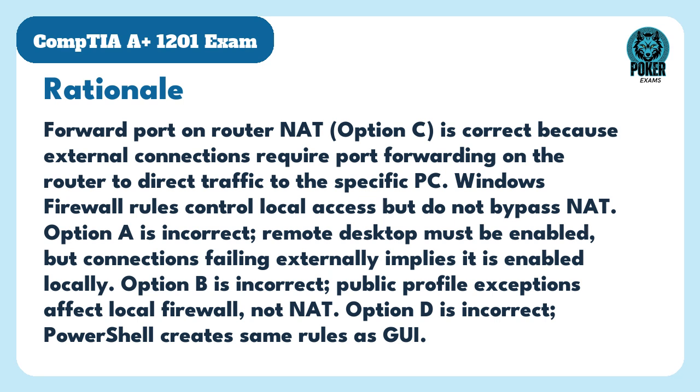Option A is incorrect. Remote desktop must be enabled, but connections failing externally implies it is enabled locally. Option B is incorrect. Public profile exceptions affect local firewall, not NAT. Option D is incorrect. PowerShell creates the same rules as the GUI.